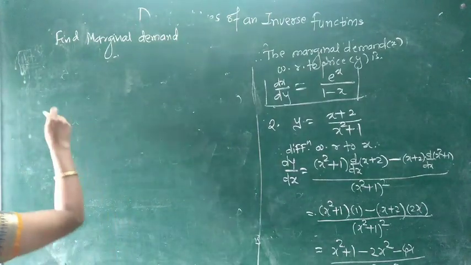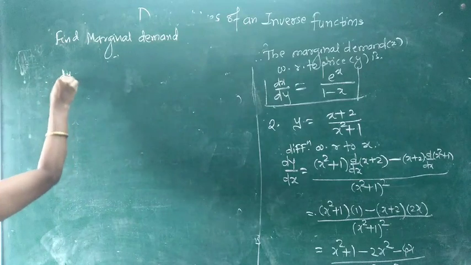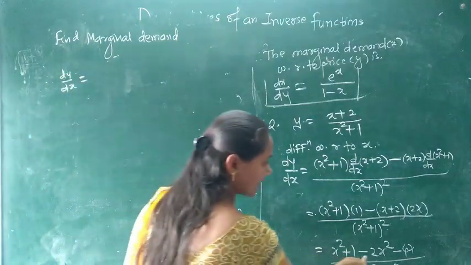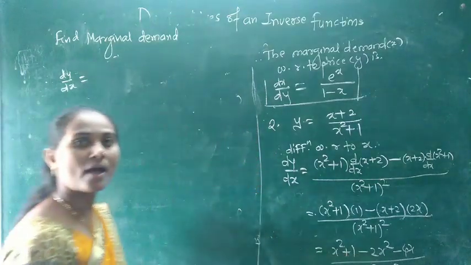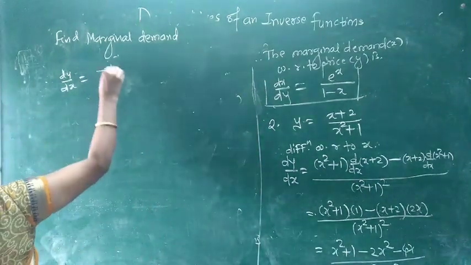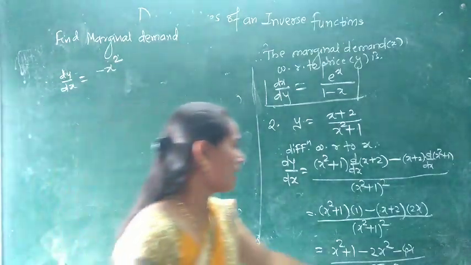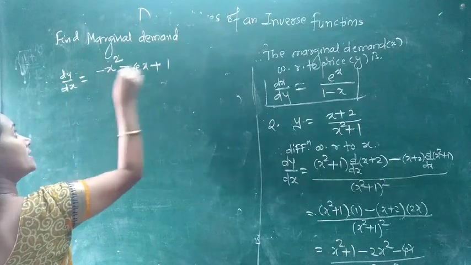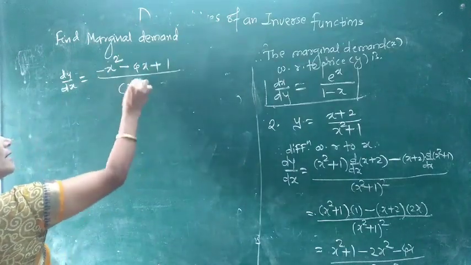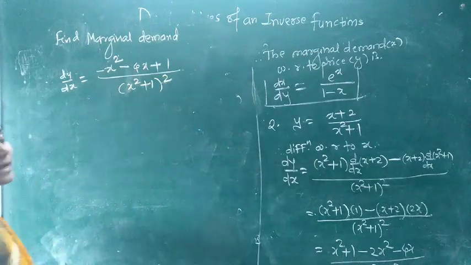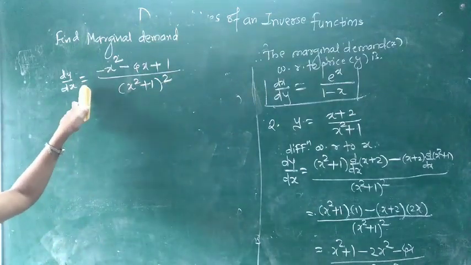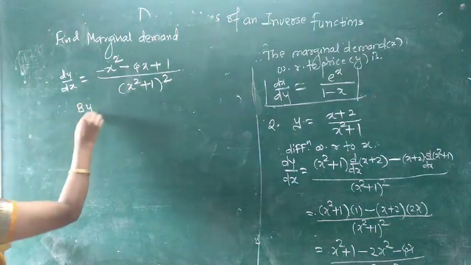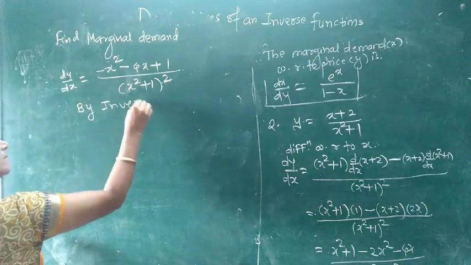Therefore, dy upon dx is equal to x square minus 2x square, which becomes minus x square, minus 4x plus 1, divided by (x square plus 1) whole bracket square. That is dy upon dx. But we have to find dx upon dy. So again, write by the inverse function theorem.